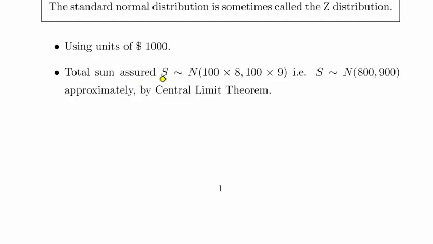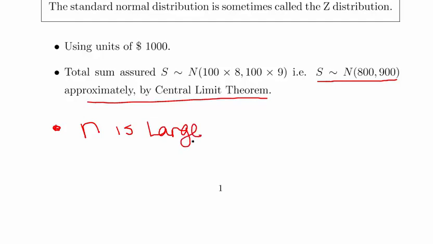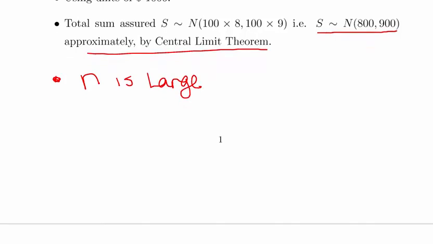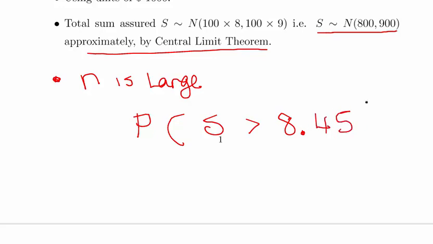So the total sum assured, S, is approximately normally distributed by the central limit theorem. I should have made a remark there that N is large, to qualify it. Essentially what we're asked is the probability of S being greater than 845. That's in thousands, where the mean of S is 800 and the standard deviation is 30.